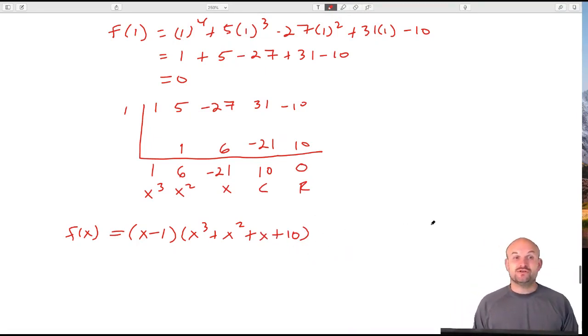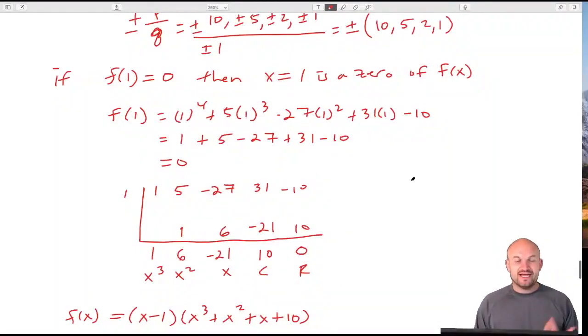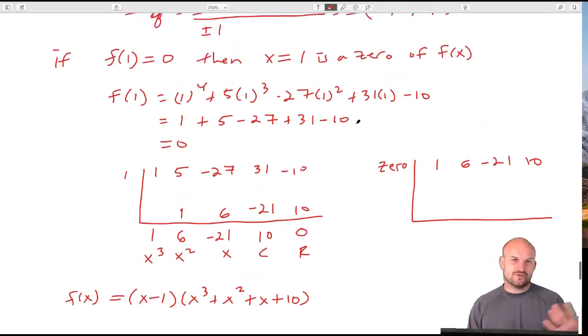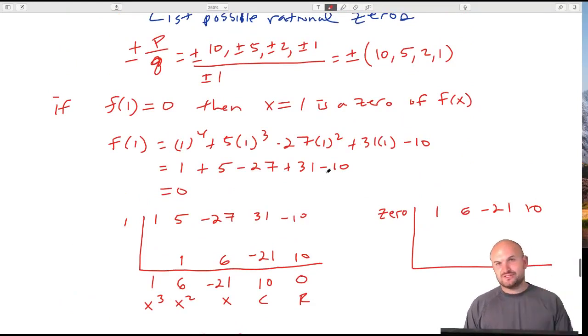So therefore, what you need to do is find another 0, and then do synthetic division again. But make sure you only do synthetic division with this answer here of 1, 6, negative 21, and 10. I don't know what the other 0 is. I'm not going to play guess and check for the rest of these. If it was me, I would just use graphing technology and figure out what the real x-intercept is. But if that's not available to you, then you're just going to have to plug in all these numbers.